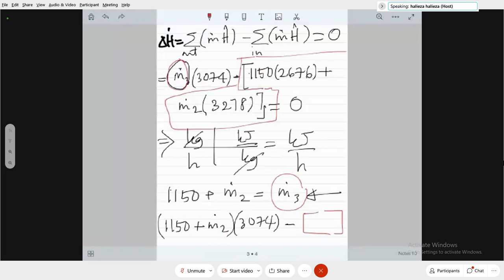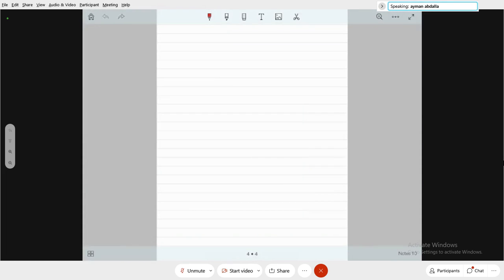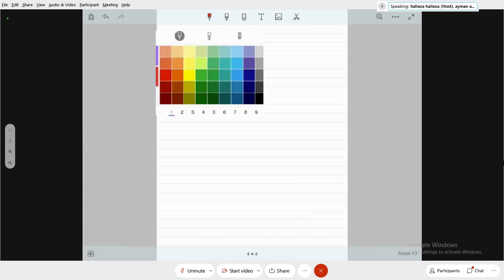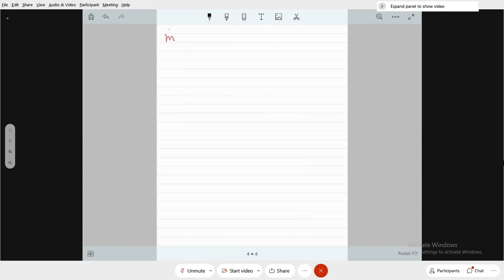What is the answer once you have solved for M2? I got 2243.6. Okay, let's change this to black. Can you repeat that again, please? 2243.6. Thank you, Aiman. Is it the same as the solution in the textbook? The textbook gives a value of 2240. Okay, there's a slight difference there.